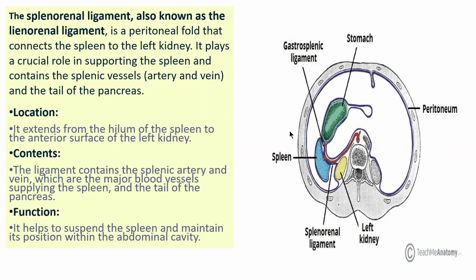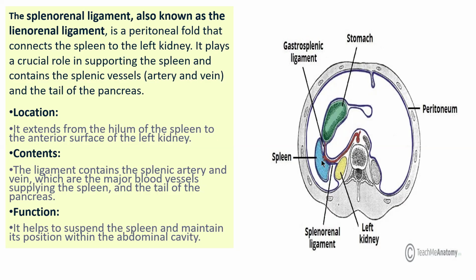Now, its location is the gastrosplenic ligament, present in between the stomach and spleen. Gastrosplenic ligament, that ligament is present. So, the splenorenal ligament extends from the hilum of the spleen, which is a depression on the spleen, to the anterior surface of the left kidney.